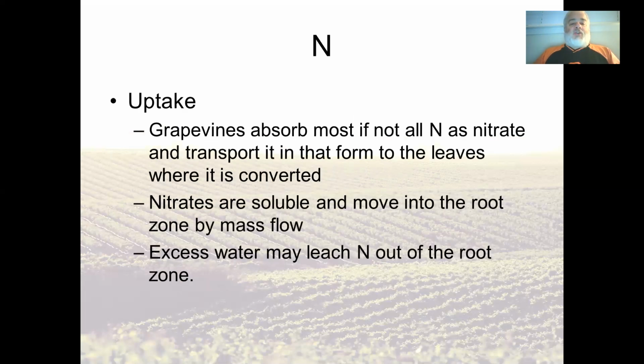Uptake of nitrogen: grapevines absorb most, if not all, nitrogen as nitrate and transport it in that form to the leaves where it is converted for use. Nitrates are soluble and move into the root zone by mass flow, so it just moves with the water. And excess water may leach nitrogen out of the root zone, so you don't want to put too much irrigation water in, because any water that you put on that pushes water below the root zone of the plants is pushing the nutrients with it that easily move.